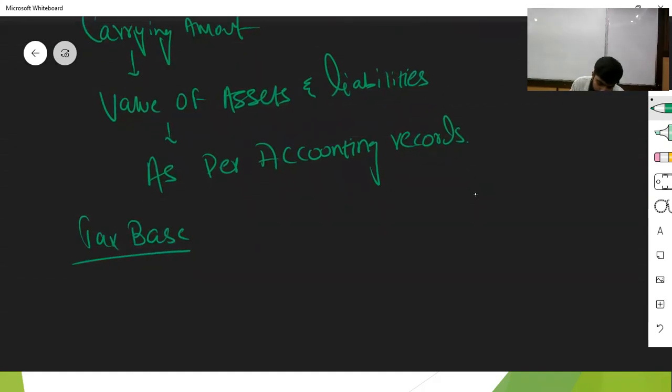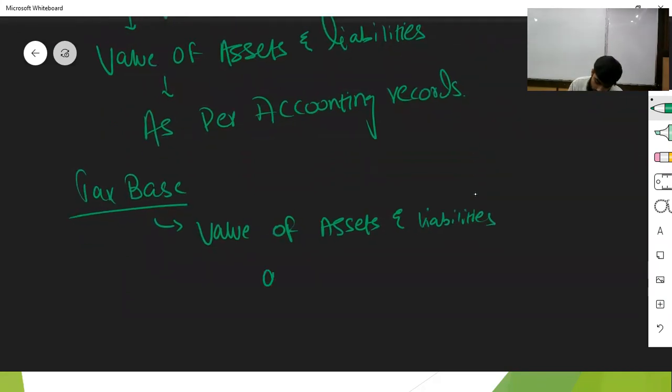That means the value of assets and liabilities as per tax records. It means if you say that the value of asset as per the accounting record is 500,000, but as per the tax record it is 700,000, it means now the carrying amount is 500,000 and the tax base is 700,000.